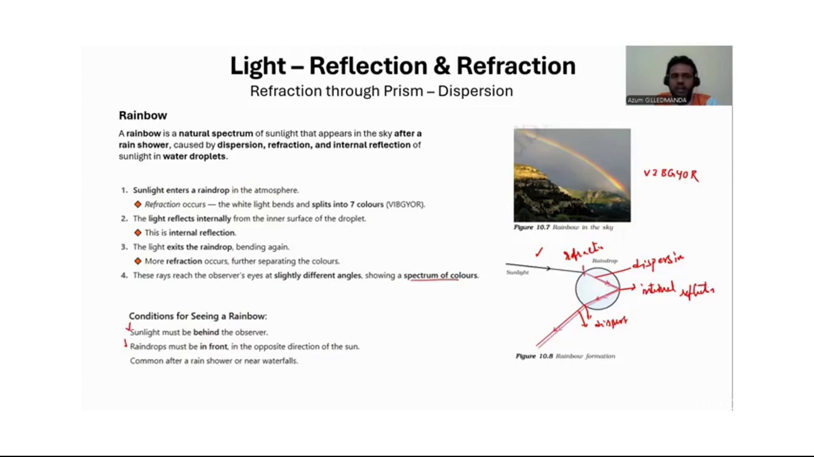Then it is common after a rain shower or maybe near waterfalls. If we go near the waterfalls, the water droplets, the fog kind of thing that goes into the air, when sun rays hit that, it forms a VIBGYOR. That's the rainbow. That's the spectrum of the colors. You can see that. So when we have both sun and raindrops, we can observe the rainbow.